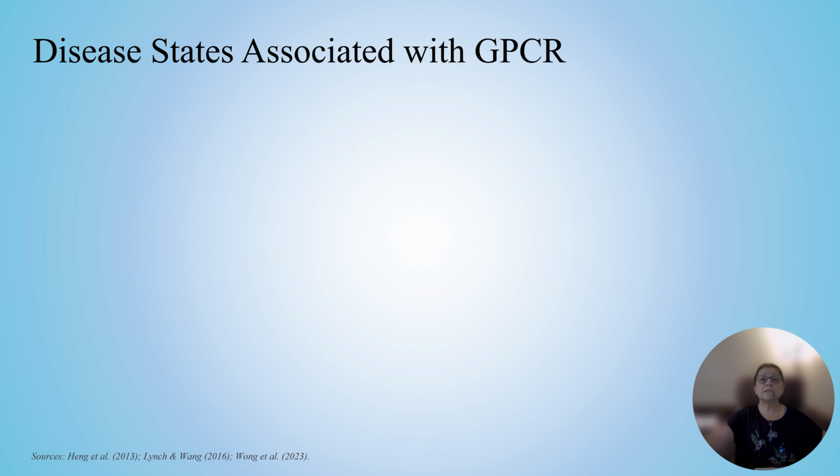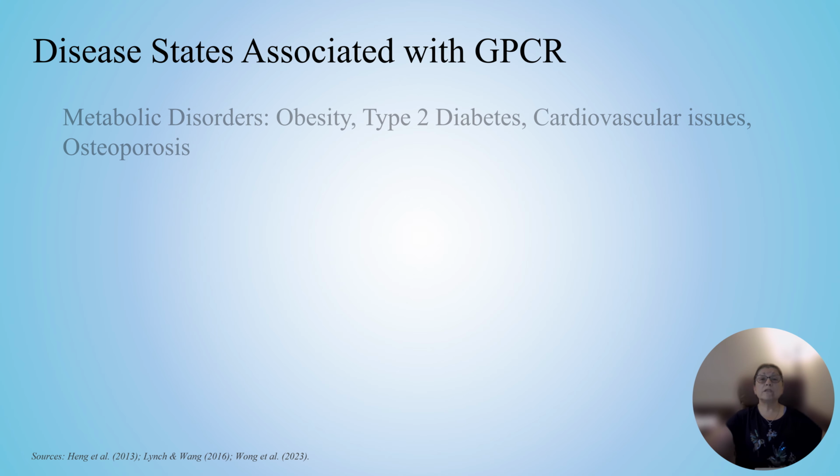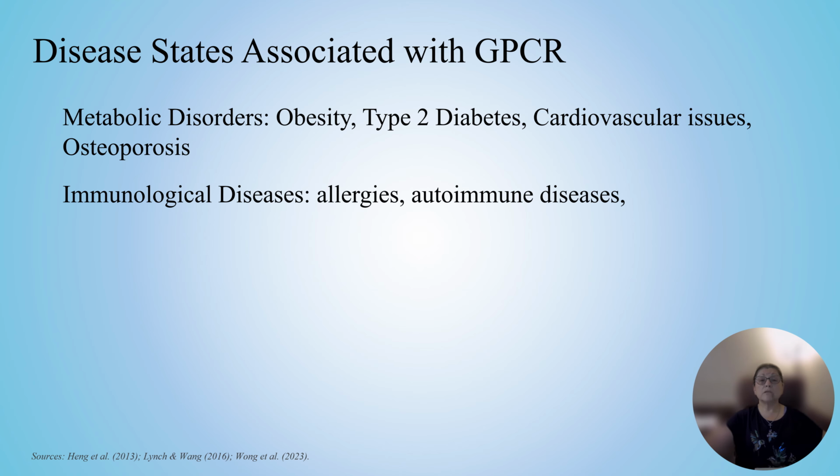We will look at disease states associated with GPCR signaling. This slide provides a broad overview of several major disease categories. The first category is metabolic disorder, which includes obesity, type 2 diabetes, cardiovascular disease, and osteoporosis. With this particular set, it will hit things such as the ghrelin, GHSR, the parathyroid hormone, and then the next is the immunological disease, such as allergies and autoimmune disease.